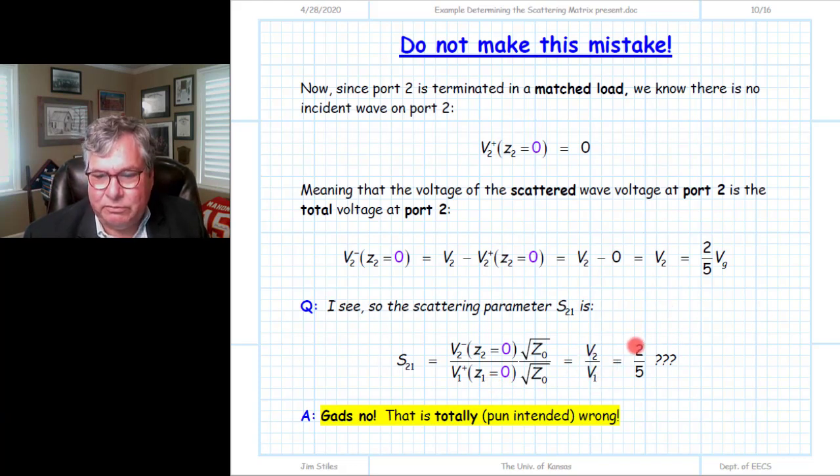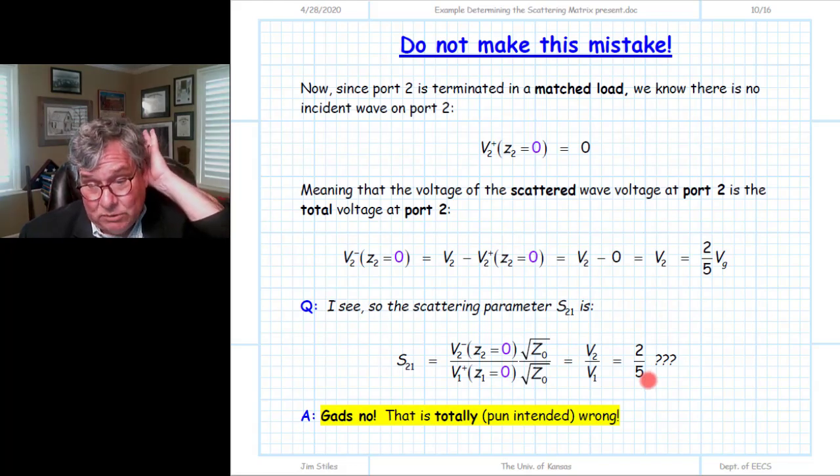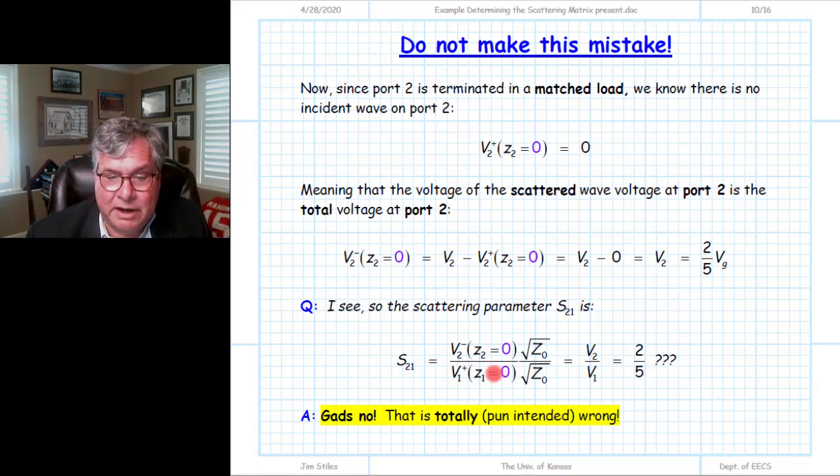Actually, if that were true, 1 would be the value that students would give me. Sometimes students will make this value not V1 but Vg. They'll take the total voltage V2 and divide by Vg, and in that case you would get 2/5. Both of those are incorrect. This is completely bogus. The value of S21 is not equal to 1. It's not equal to 2/5. We have to carefully go through and figure out what is the incident wave for this particular problem at port 1.